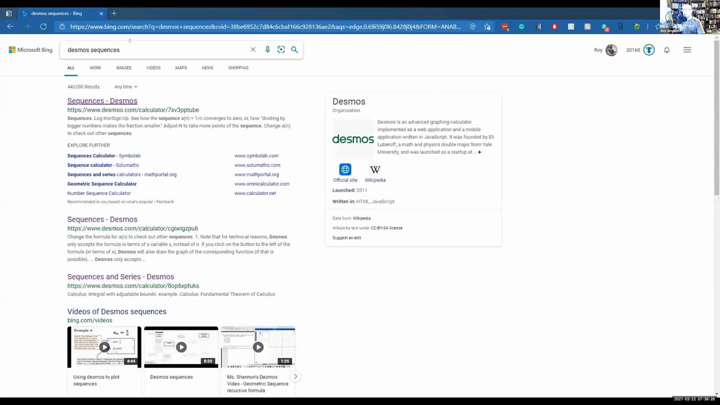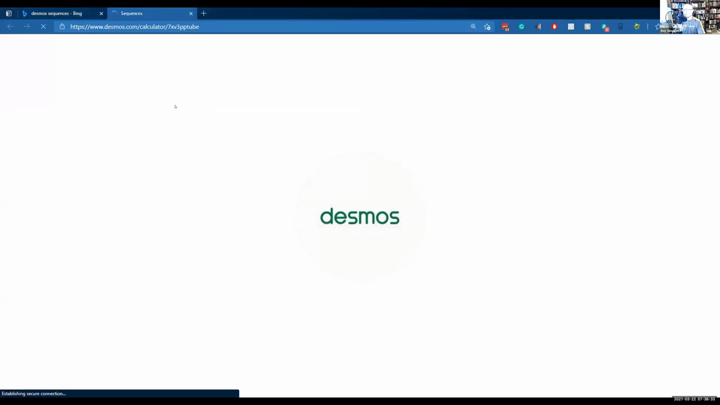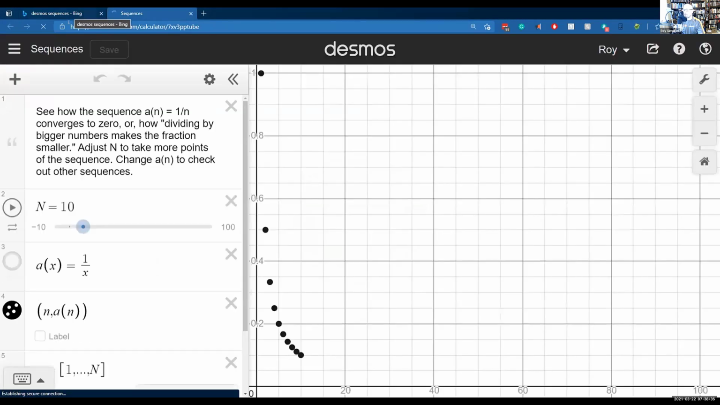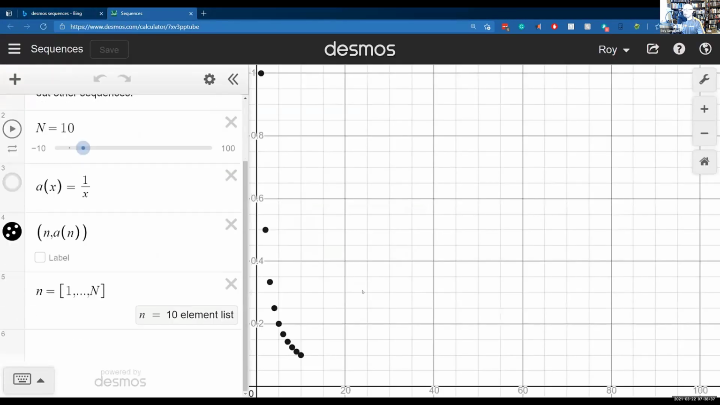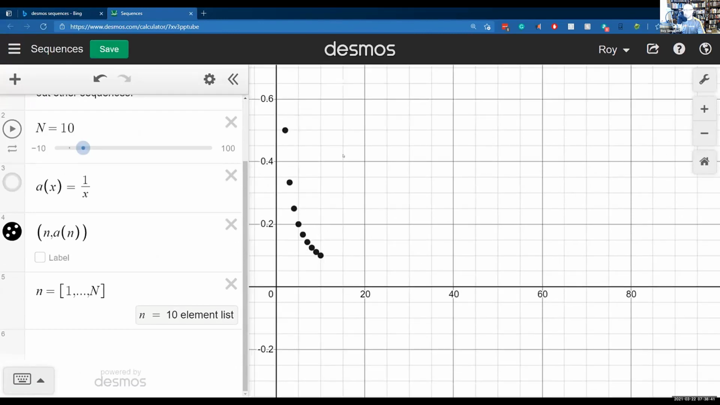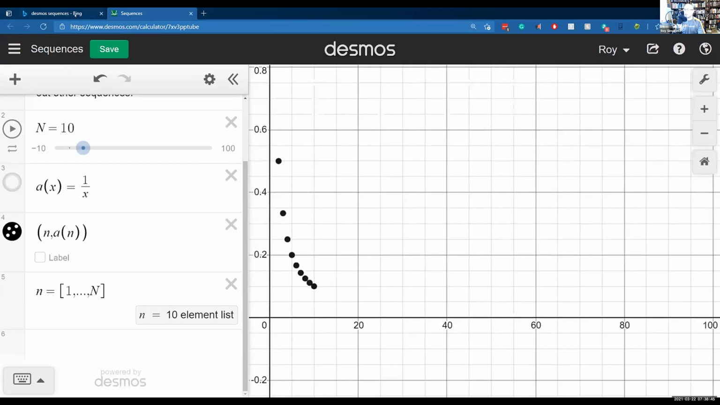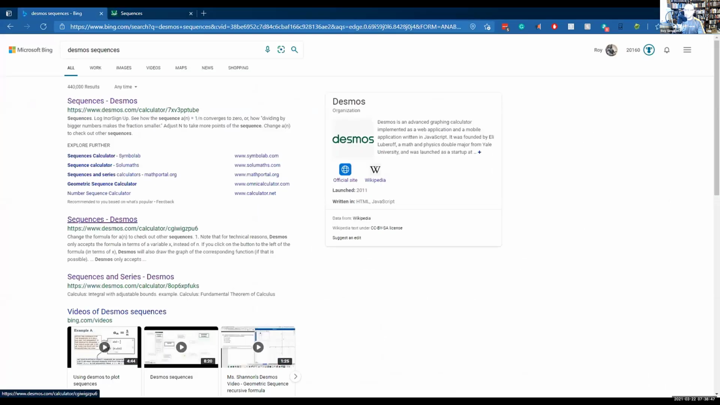All I did was type in Desmos sequences, and you can open up one of those. I think the very first one. Nope, it's not the very first one because this one has sequence values. You can see here there's a sequence of values, but it doesn't have a secondary sequence. I don't see a second set of dots. So it must be this second one right here, or maybe the one that says sequences in series. Let's try that.